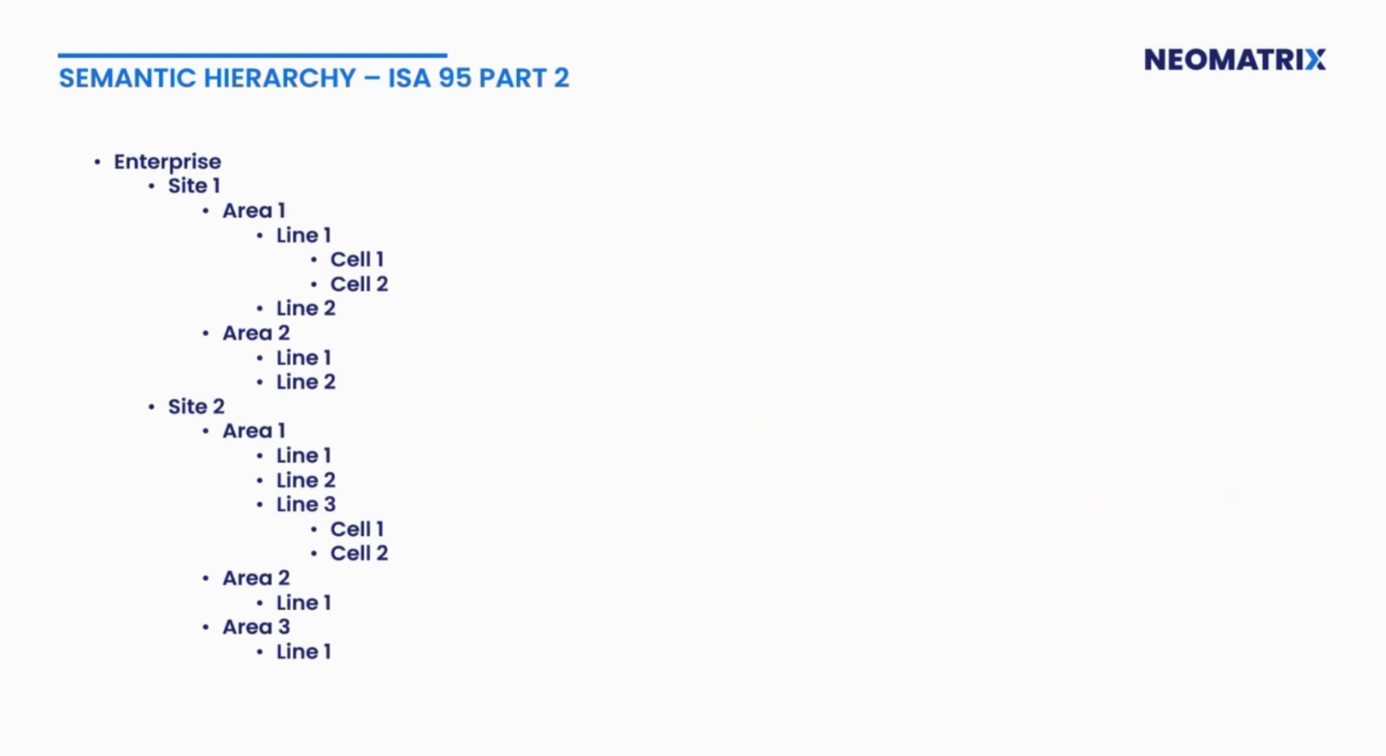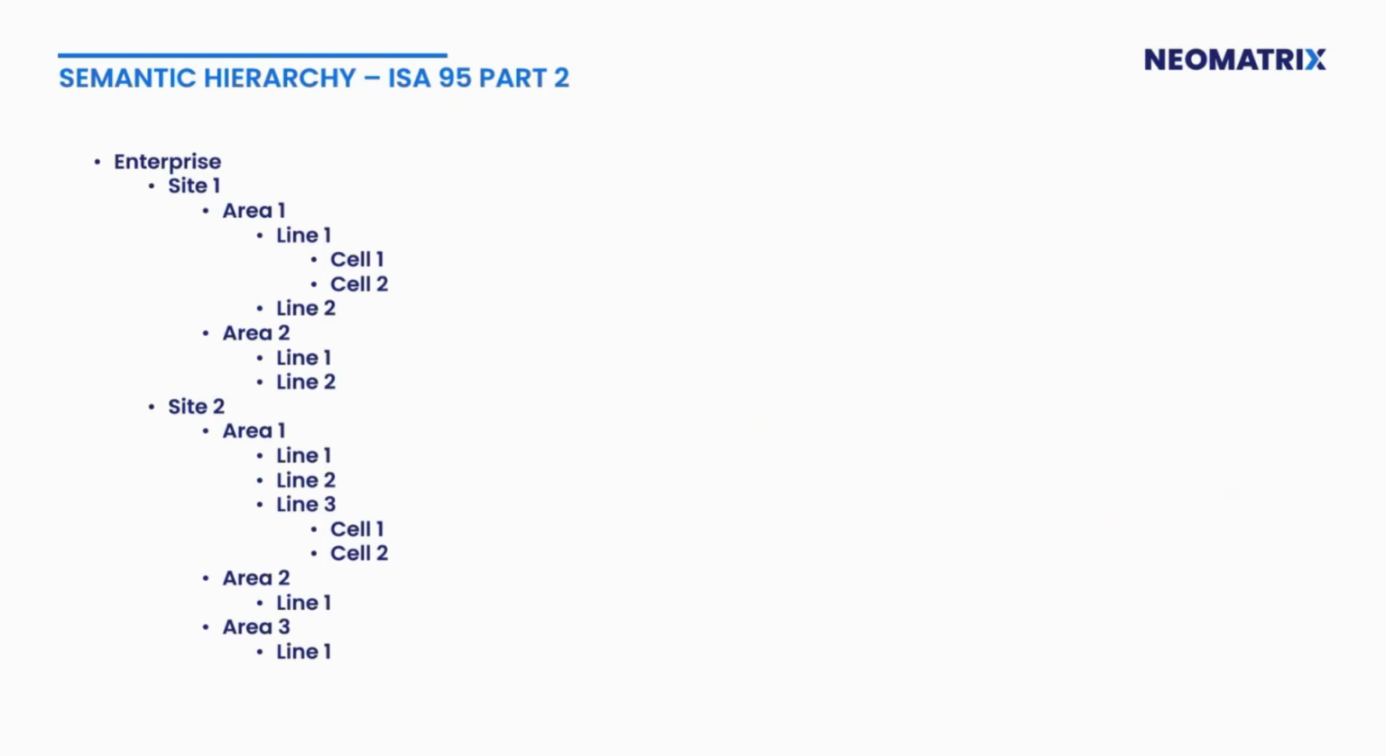And part 2 of the ISA 95 definition talks about this hierarchy of a manufacturing enterprise, where you would start at an enterprise level, then you go to site, which would be a physical location. So let's say with Neomatrix, we have a site in New Hampshire and we have a site in Massachusetts, right? And then you can have multiple areas within a plant. Those are just logical groupings of equipment or process areas. So you could have a production area and a packaging area, right? And then underneath that area, that's where you get to the actual equipment that does the production of goods, right?